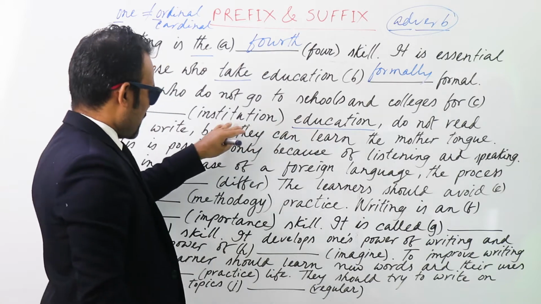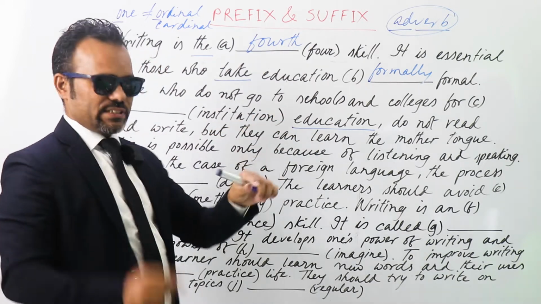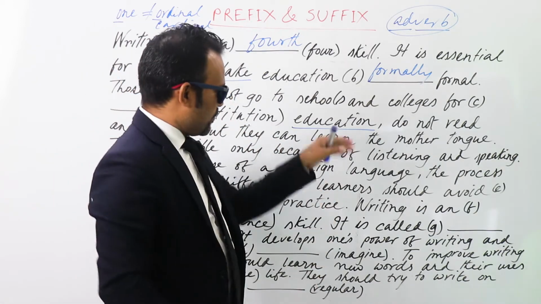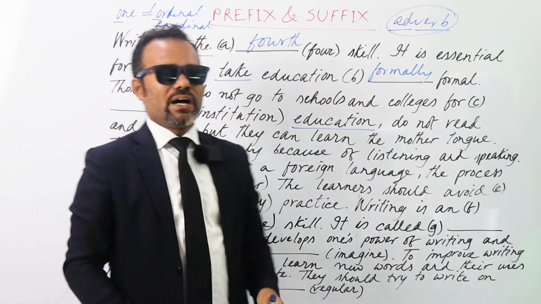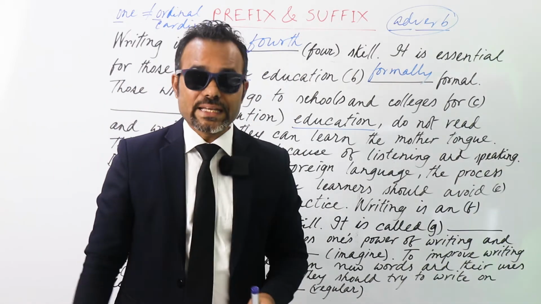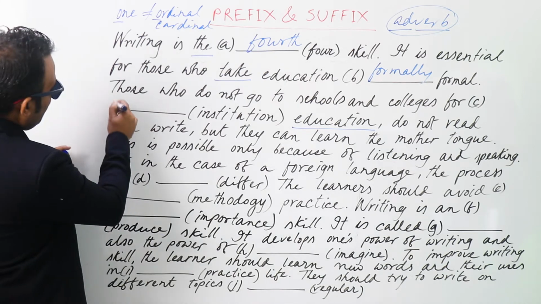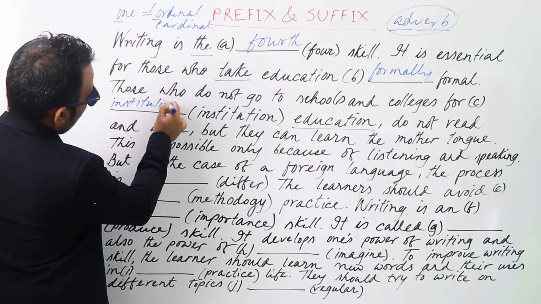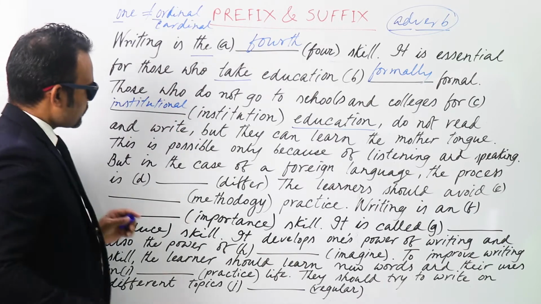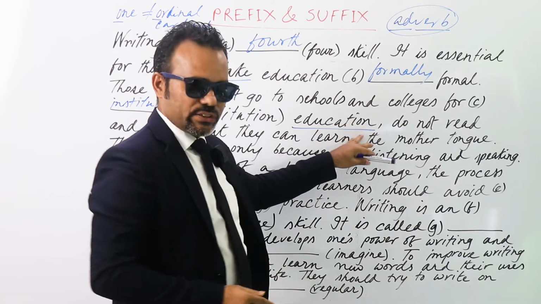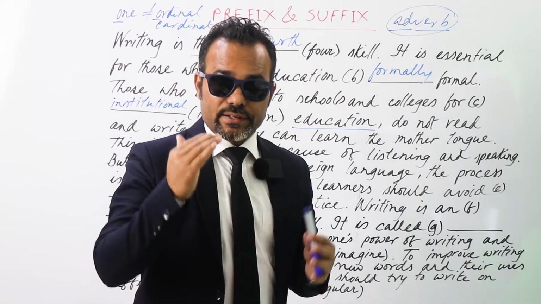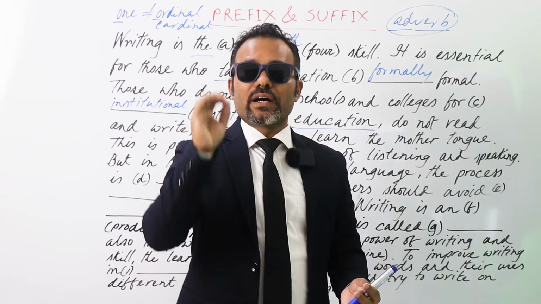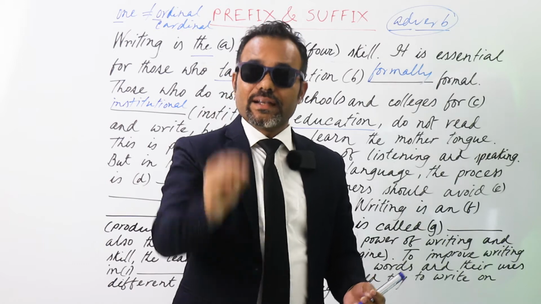And a noun is modified by an adjective. So here institution is also a noun. Here we need an adjective, right? Because a noun is modified by an adjective. So it will be institutional. So institutional education. Understood this one? I told you before, a noun can be modified by an adjective. An adverb can modify an adjective, verb, and adverb.